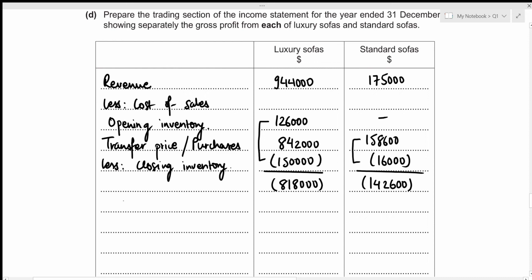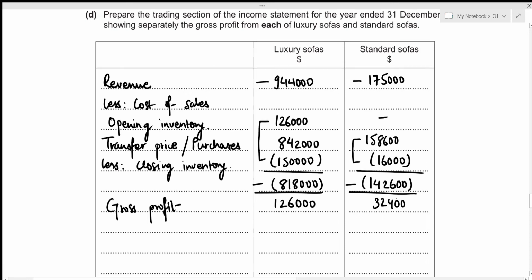So gross profit is just going to be the difference of the revenue and the cost of sales. So in case of luxury sofas, that's going to be 944,000 minus 818,000, which results in 126,000. Repeat the same process for standard sofas. That's going to be 175,000, which is revenue, minus 142,600, which is the total for cost of sales. Now this will result in the gross profit to be 32,400. This concludes the fourth part of this question. Now we can move to the fifth one.